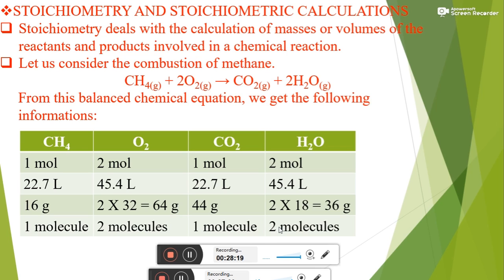So here we see that in a balanced chemical equation, below the formula of the compound, we also write its physical state. Like methane over here is in the gaseous state, so in the subscript we have written small g. Oxygen is also in the gaseous state, so we have written small g. Carbon dioxide is also in the gaseous state, so we have written small g, and water is also in the gaseous state, that is water vapor, so we have written small g.